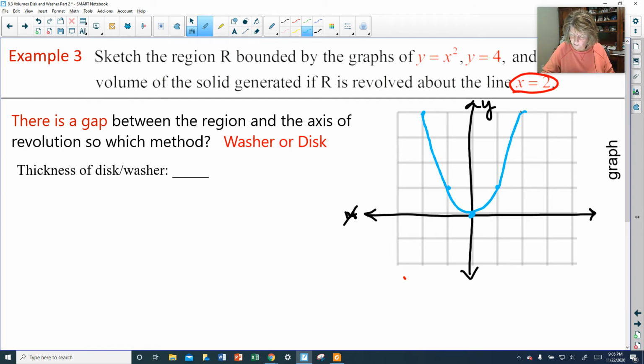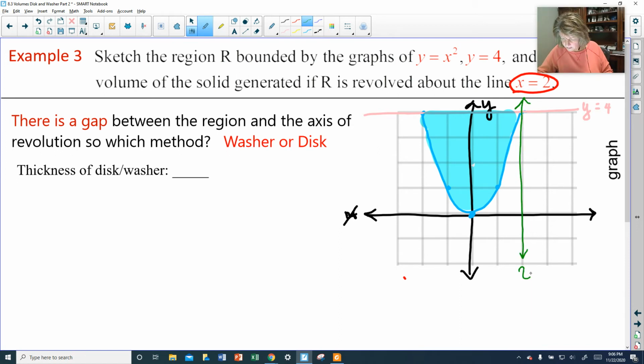Sketch in your parabola. We had the line y equals 4 mentioned. There's y equals 4, and that does define the region. So I'm going to go ahead and just shade this region in. This is what's getting rotated. Now, what was our axis of rotation? The axis of rotation was described as x equals 2, which is going to be right there.